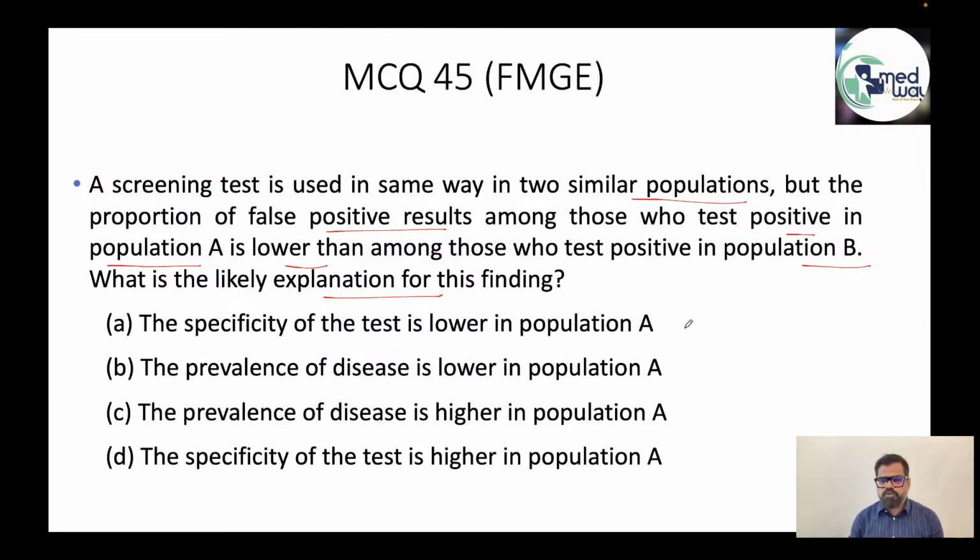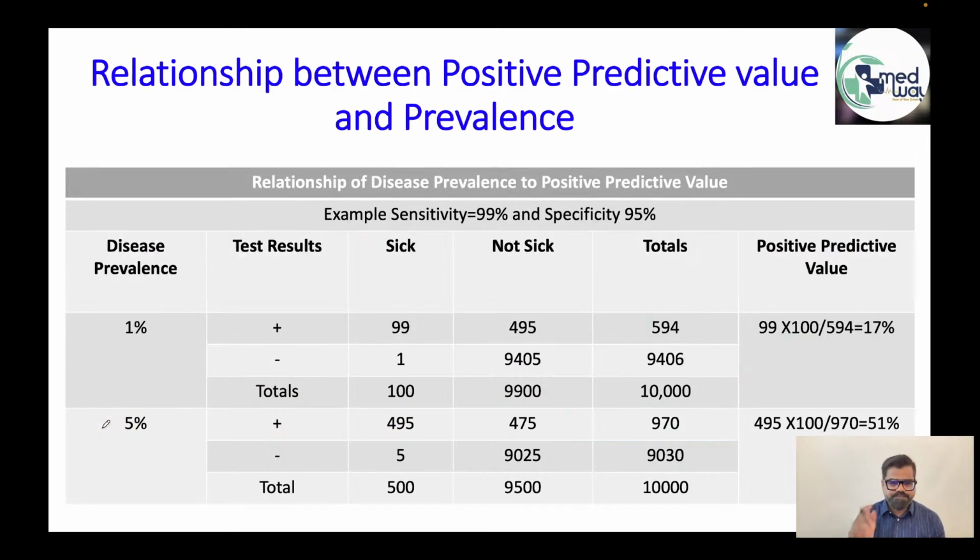The specificity of the test is low in population A, prevalence of disease is low in population B. So the answer here is prevalence of the disease is higher in population A. Don't worry. Let me make you understand this. Students, please remember here, before I explain this table, positive predictive value is directly proportional to prevalence. If prevalence increases, positive predictive value will increase. Right? Now, I'll show you.